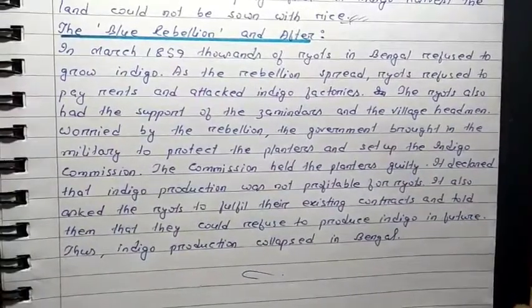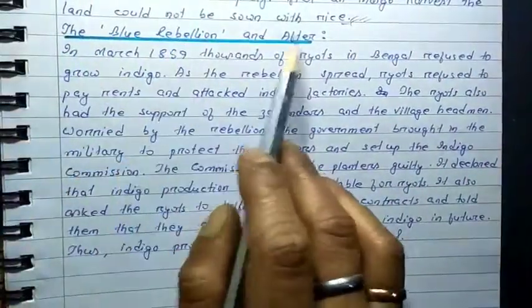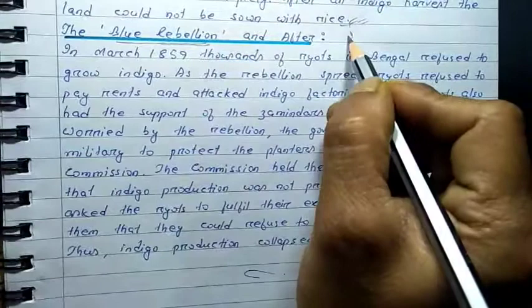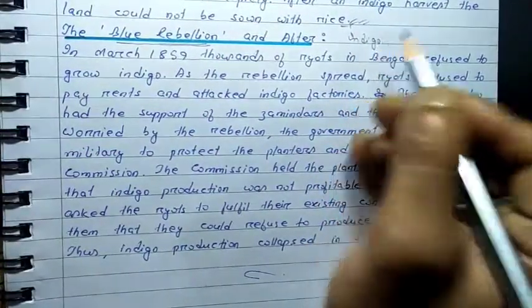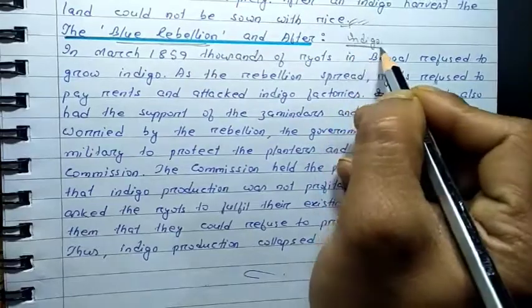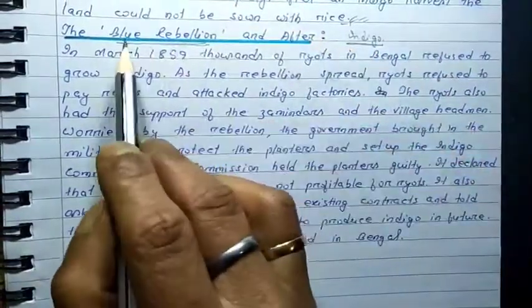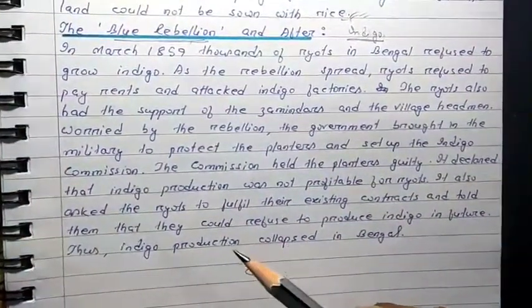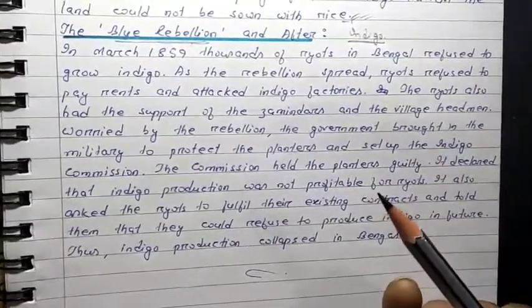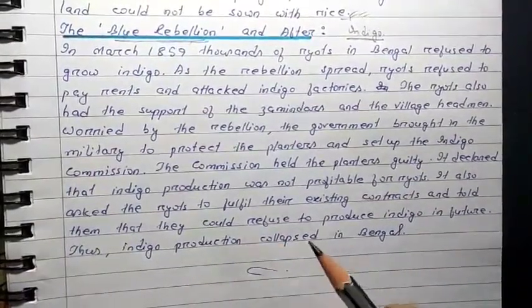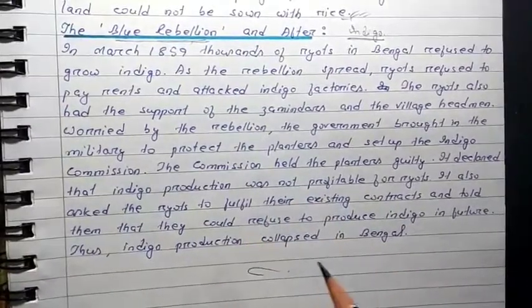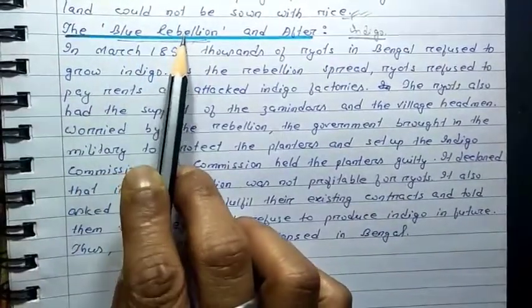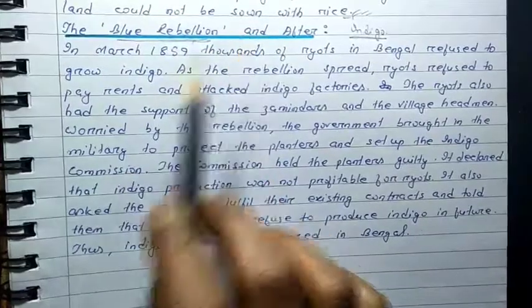Now we are moving towards the last topic of this chapter, the Blue Rebellion and after. We can say the Blue Rebellion was mainly related to the cultivation of indigo. As I already told you in your previous video, indigo was a plant which produced a rich blue color, and that's why the name Blue Rebellion was given. And as you already got in today's video, both in nij cultivation as well as under ryoti cultivation, the cultivators, or the ryots, or the peasants, faced different types of problems, and because of that they started to revolt, and that revolt was known as the Blue Rebellion. It was by the indigo cultivators against the planters.